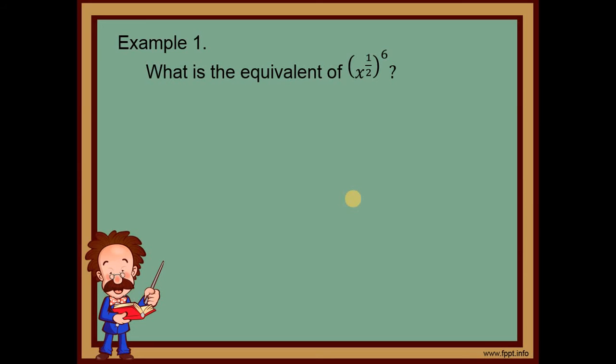Let's apply the laws of exponents. Okay, number 1, what is the equivalent of x raised to 1/2, all raised to 6? Solution. So use the property b raised to n, quantity raised to m, equals b raised to n times m. So saan nyo ito makikita? Ito ay nandoon sa diniscuss natin kanina lang, yung properties and laws of exponents. Okay, so meaning this equals x raised to 1/2 times 6. And 1/2 times 6 is simply x raised to 3. And we're done.